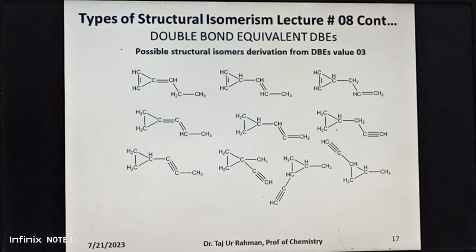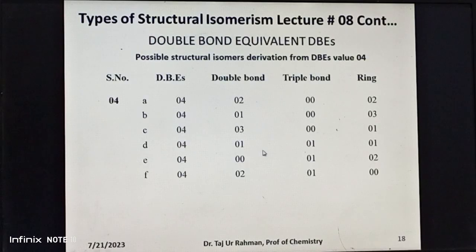We can also draw possible structural isomers from any given molecular formula of an organic compound with DBE value of 4. This table shows DBE value of 4, and these are the possible numbers of double bonds, triple bonds and rings in any given molecular formula of an organic compound.